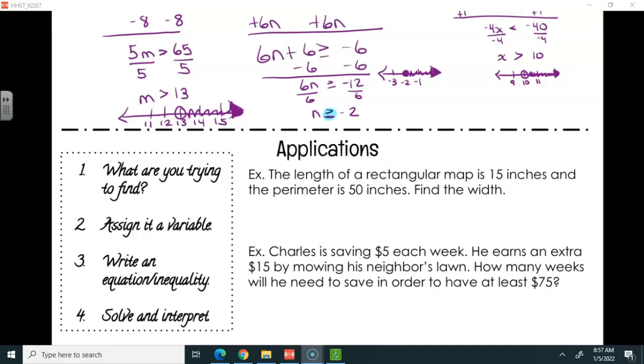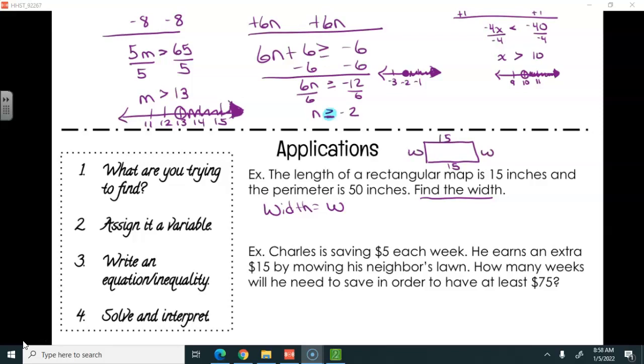The length of a rectangle map is 15 inches and the perimeter is 50 inches. Find the width. So our unknown is the width. Okay, so we're going to let that equal W. If you recall, to find the perimeter of a rectangle, you add up all the sides. So there's going to be 2 lengths and 2 widths. If we look at our little drawing here, we would have 15, 15, W, and W.